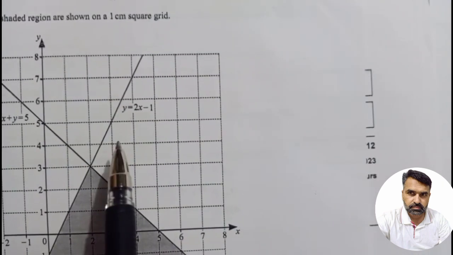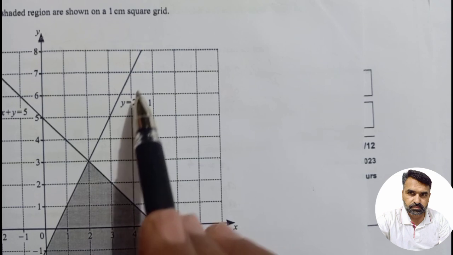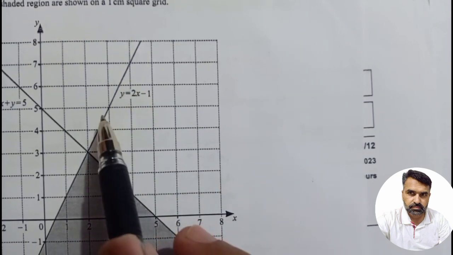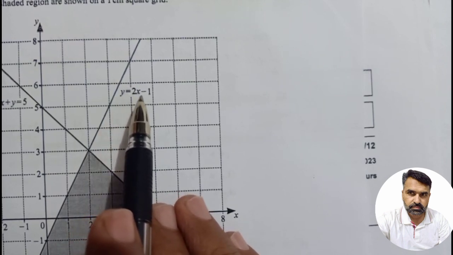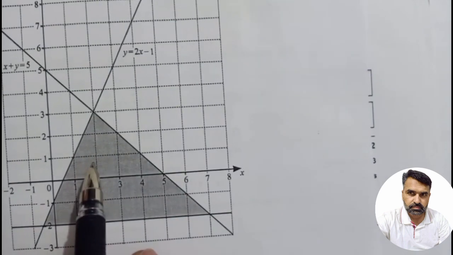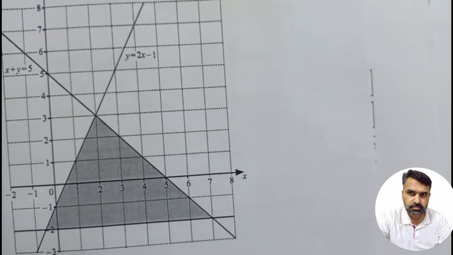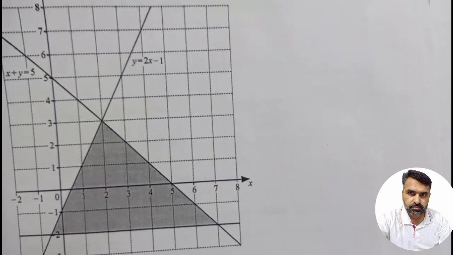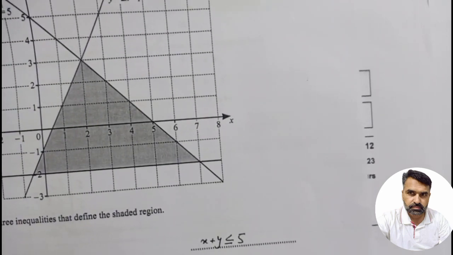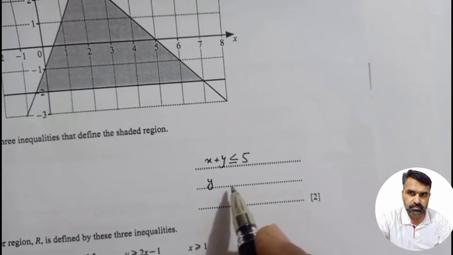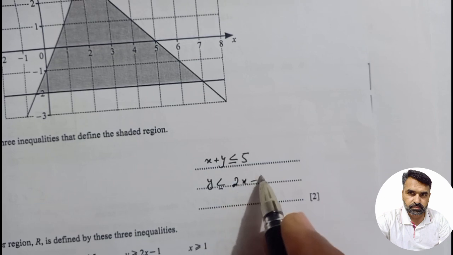Now students, look at the second line. Y is equal to 2x minus 1. It is also on the downside of the line y is equal to 2x minus 1, and this is the shaded region, so it is indicating the downside of y, and the downside of y means negative or less than. So students, the second inequality will be y is less than or equal to 2x minus 1.